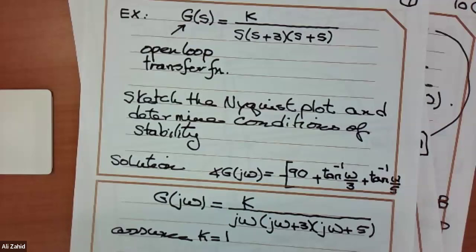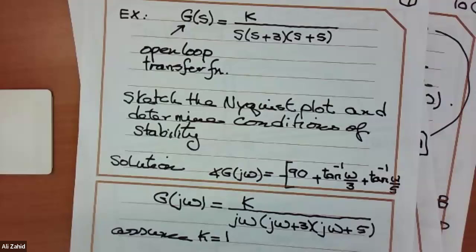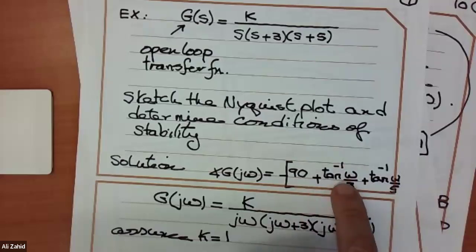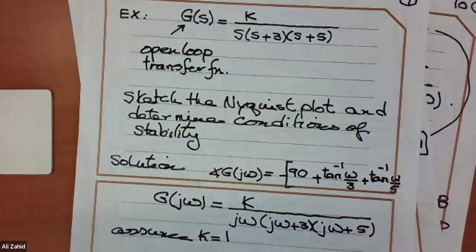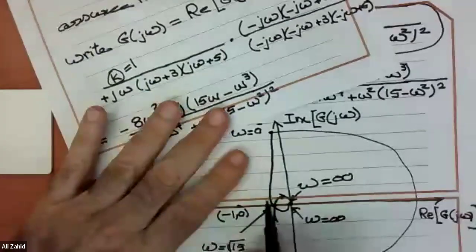Tan inverse of square root 15 divided by 3, that is 52.2. And this one is 37.7. Add them, and add with 90. So 90 plus 52 plus 37, what would you get? I get 180, or minus 180, right? Minus 180. Did you get it? Yeah, that's this way at this point.